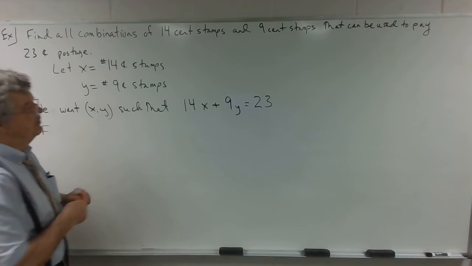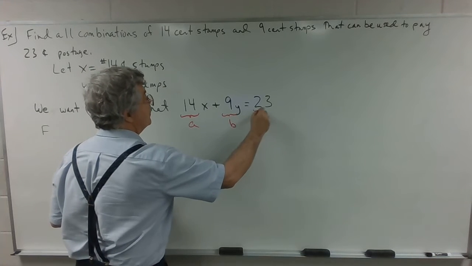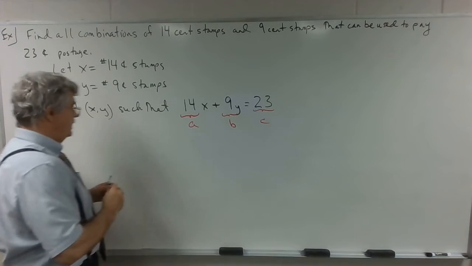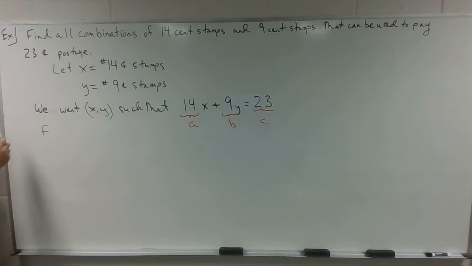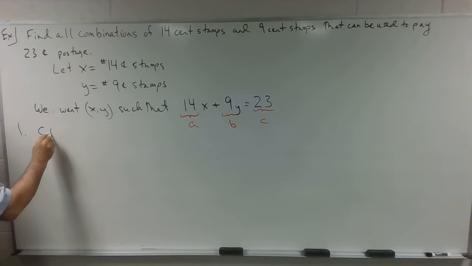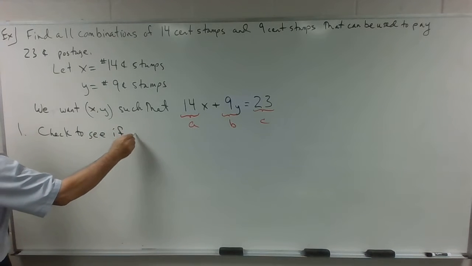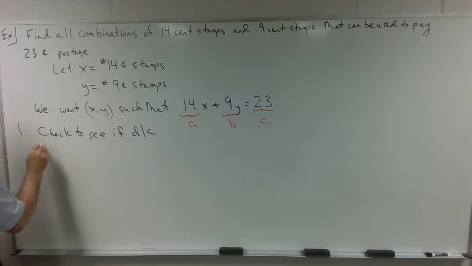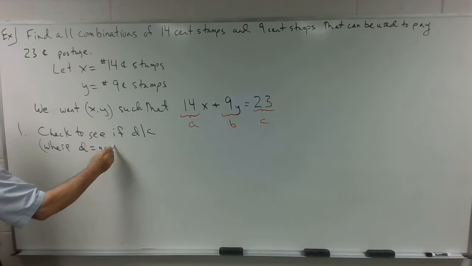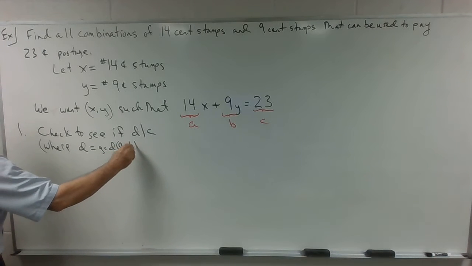And let me illustrate this. We have ax plus by equals c. So I guess the first thing that we have to do is check to see if d divides c, where d is the greatest common divisor of a and b.